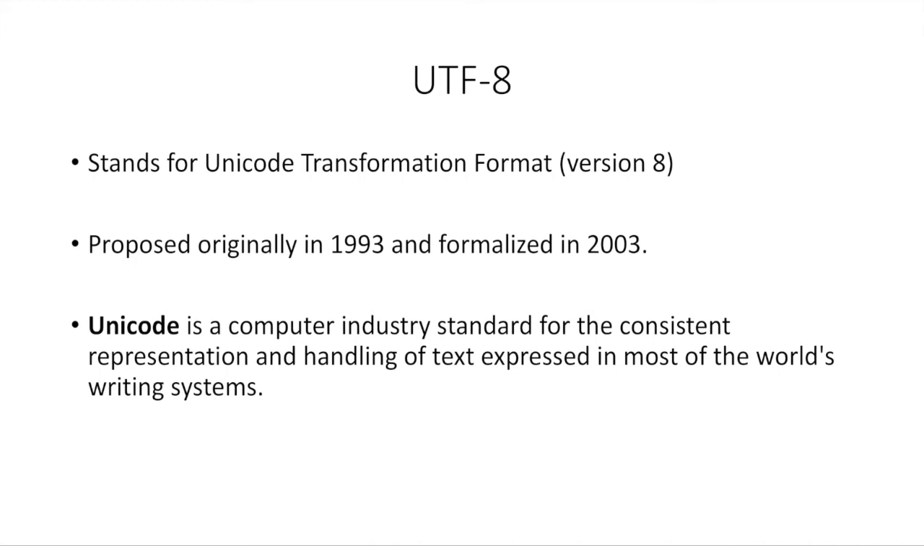And this is a standard that is decided for the consistent representation and handling of text expressed in most of the world's writing systems. So this can cover things like Korean or Japanese, all different types of symbols in Japanese, because Japanese has more than one set of symbols. Chinese, it can basically do all kinds of languages. It can do the Arabic languages, that have very interesting characters, it can do it all.